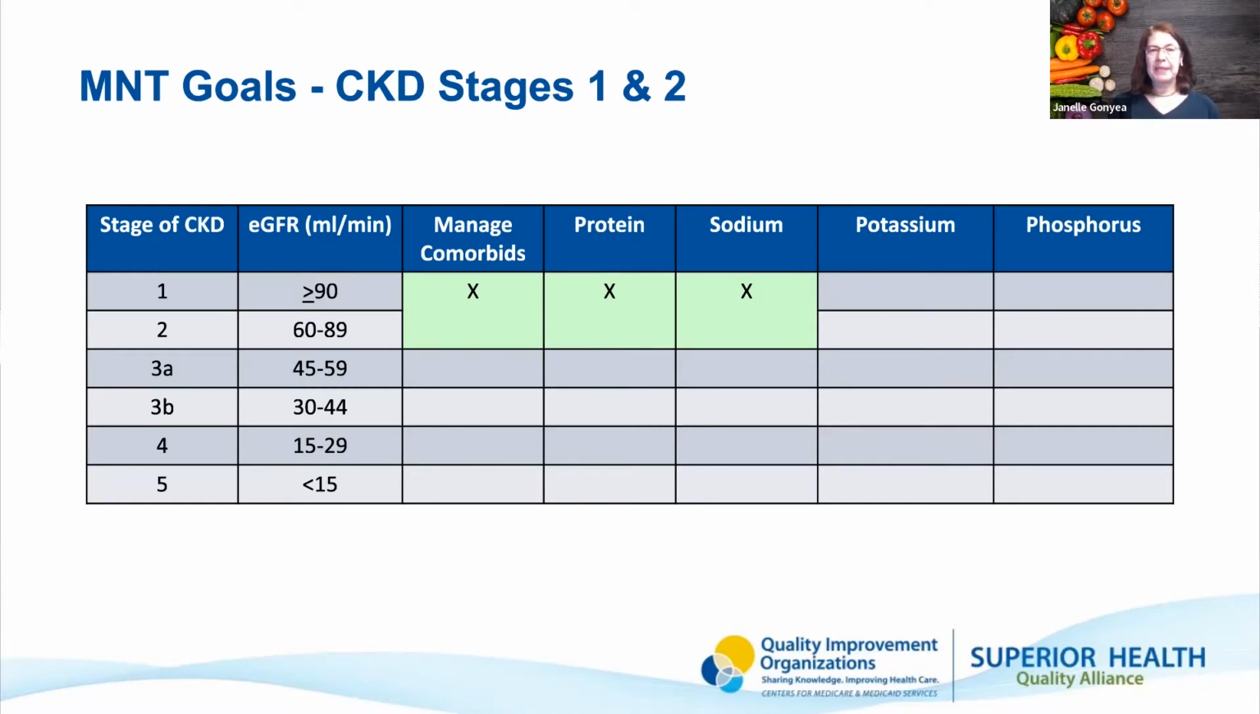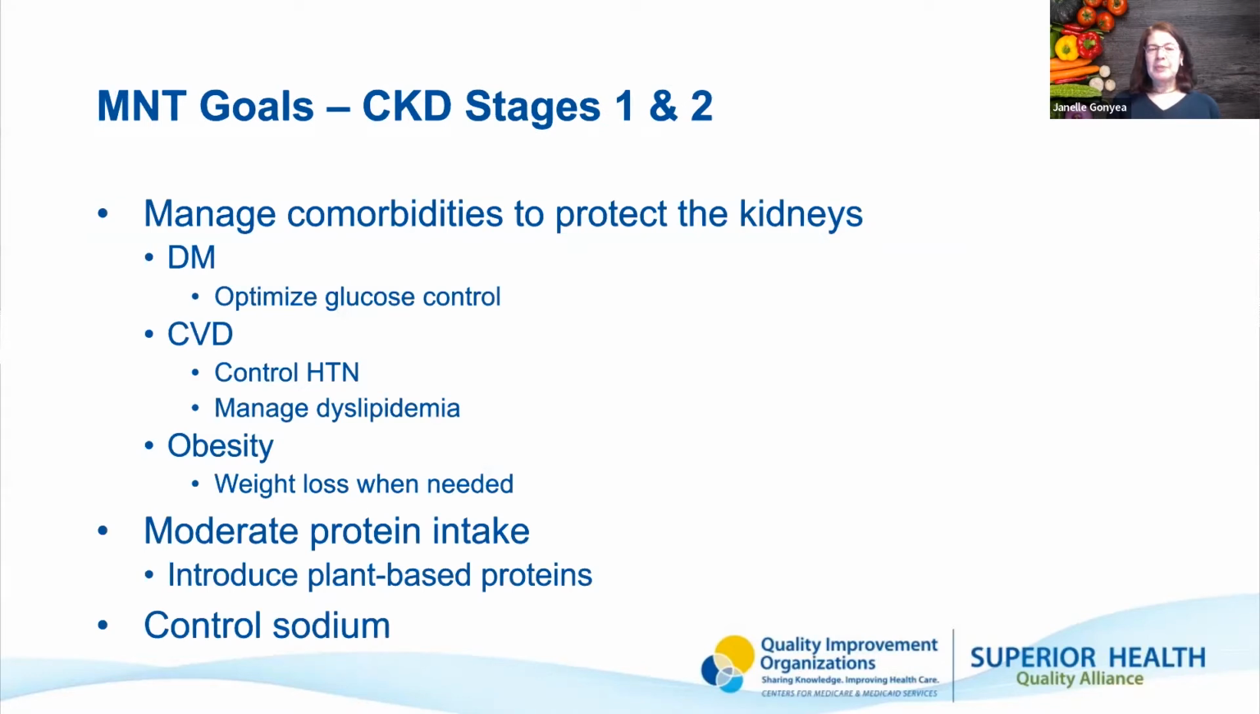Specifically, in those earliest stages where we're hoping to catch up with patients, they're at risk and in stage 1, or we've noticed some definite changes and they're progressing to stage 2, we do know it's critical to manage all their comorbidities to protect their kidney function. So if they're diabetic, we want to make sure we optimize their glucose control. If they have cardiovascular disease concerns or are hypertensive, we want to make sure we manage that.